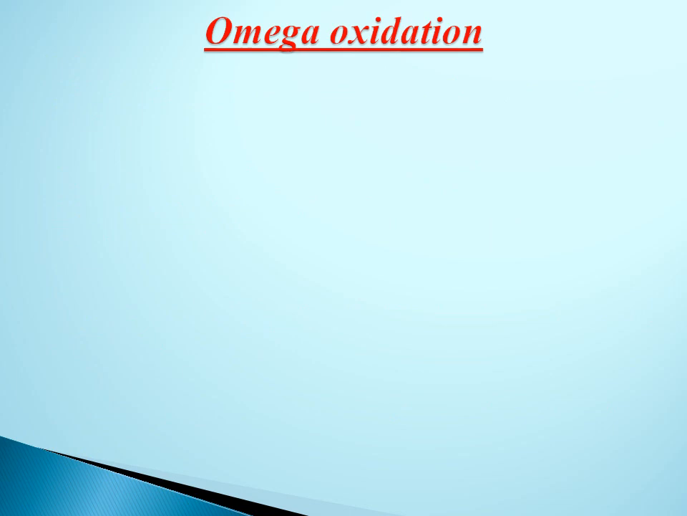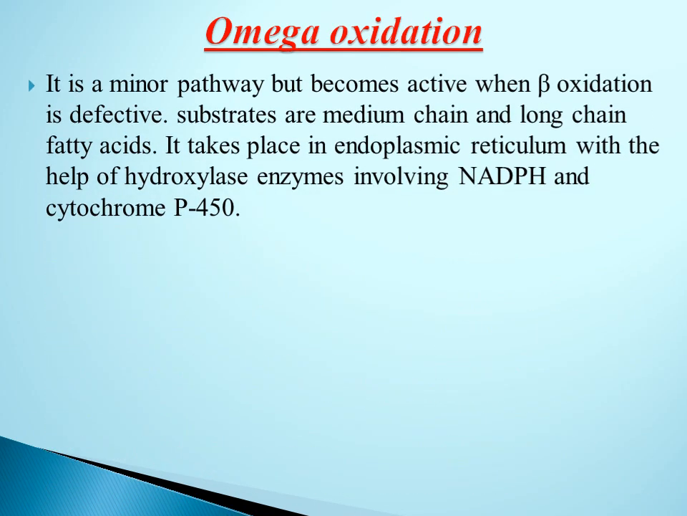After alpha oxidation, now we'll see omega oxidation. Omega oxidation is a minor pathway and becomes active only when beta oxidation is defective. Substrates which can undergo omega oxidation are medium chain fatty acids and long chain fatty acids. Enzymes of this pathway are located in endoplasmic reticulum of liver and kidney. So this pathway operates in endoplasmic reticulum with the help of hydroxylase enzymes having NADPH and cytochrome P450.